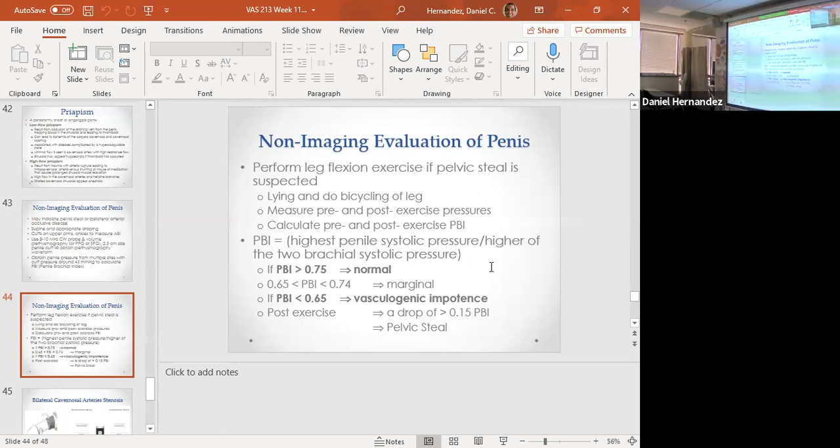We perform leg flexion exercises if pelvic steal is suspected. So we're going to try and exercise the leg to create a steal syndrome where we would require increased blood demand to the extremity. It can be done lying down with bicycle leg motion. So we have them do bicycle leg motions in the air. We measure pre and post exercise pressures. And we calculate pre and post exercise PBIs.